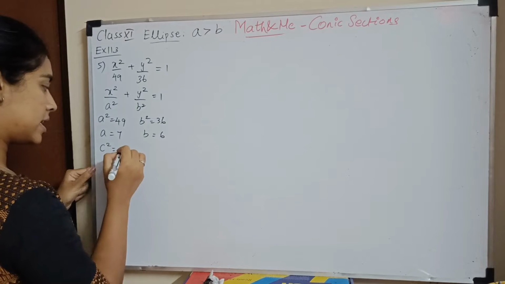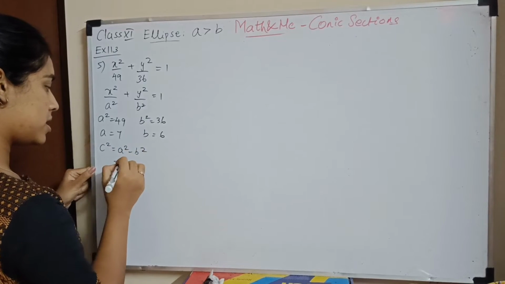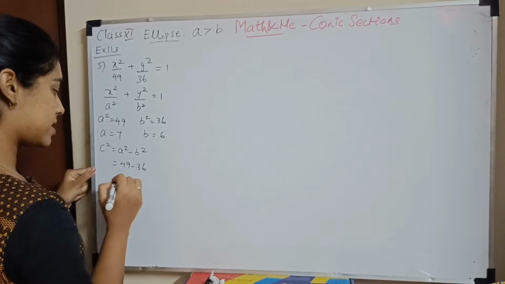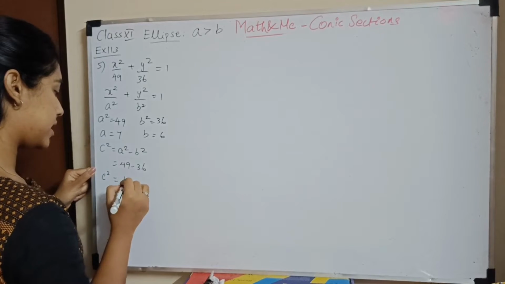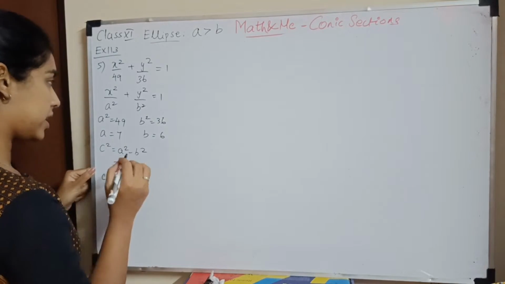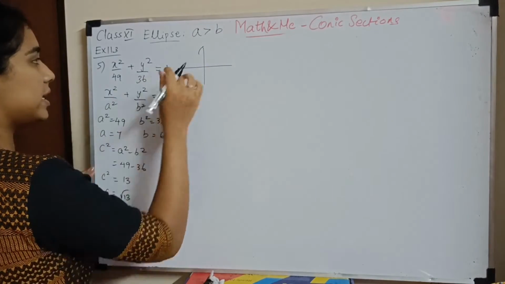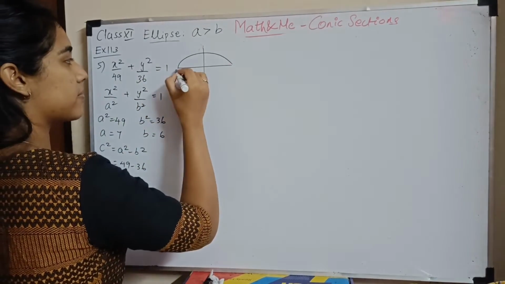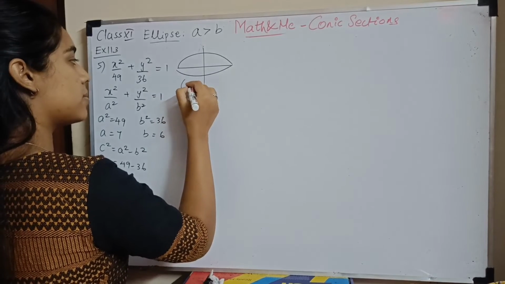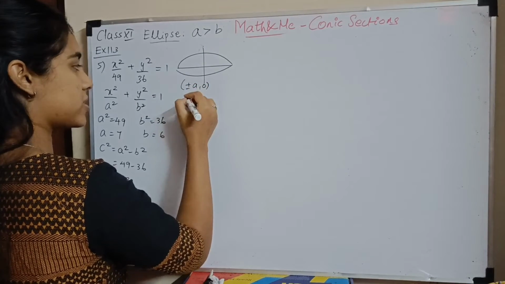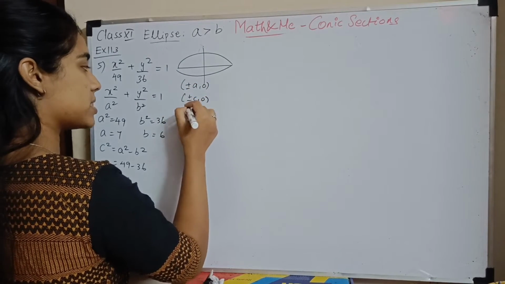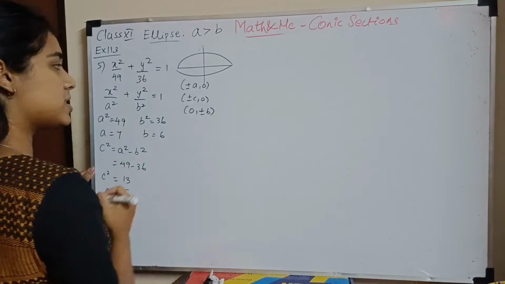c square is a square minus b square, which is 49 minus 36. So c square is 13, c equals root 13. So how does my ellipse look? It is along the x-axis, so it will look like this. So what are the coordinates? Plus or minus a comma 0, plus or minus c comma 0, 0 comma plus or minus b.